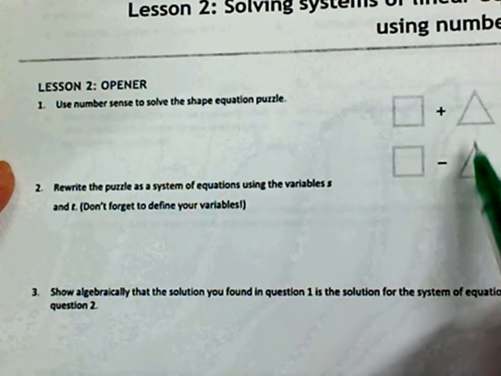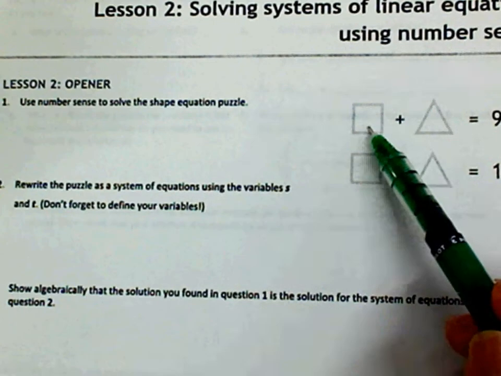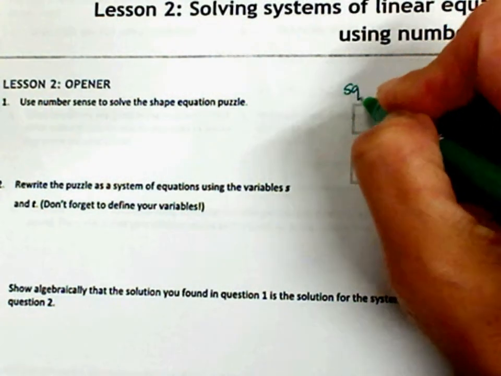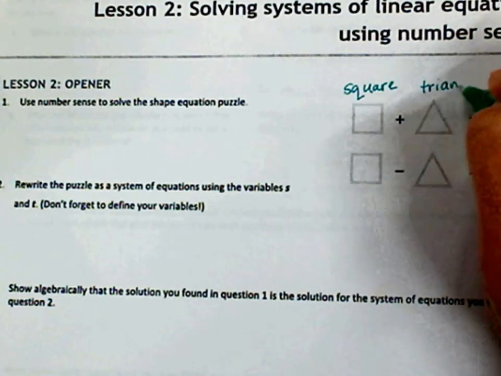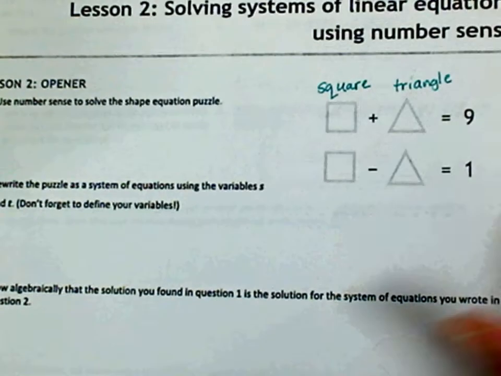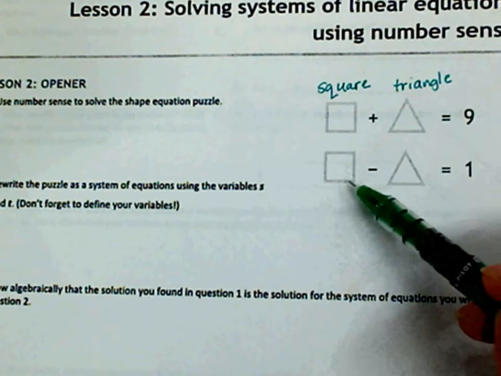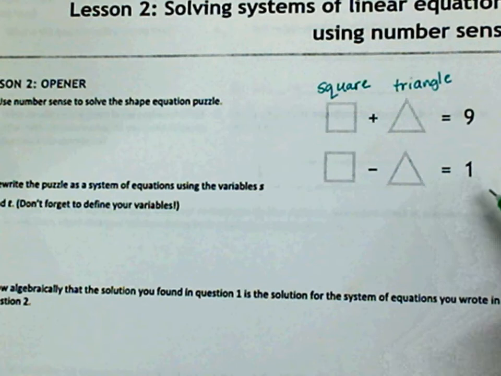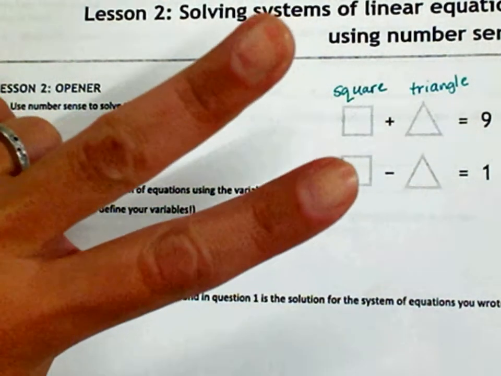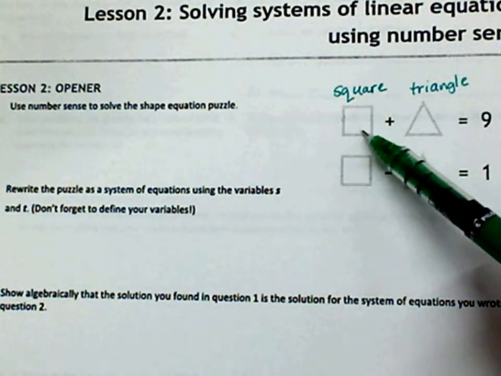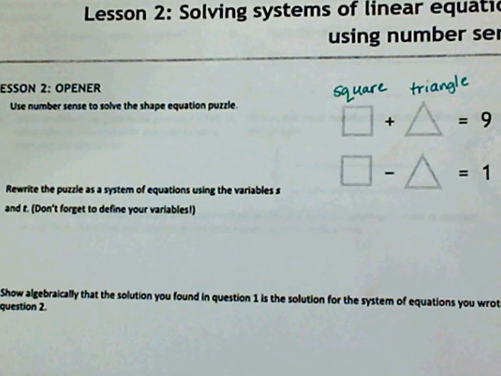Okay, so we got two shapes over here. One of them is a square. That's called a square, in case you didn't know. And this one is called a triangle. It's saying a square plus a triangle equals 9. A square minus a triangle equals 1. So what you're trying to do is find two numbers, where one's a square and one's a triangle, to equal that. So you can try a lot of numbers.